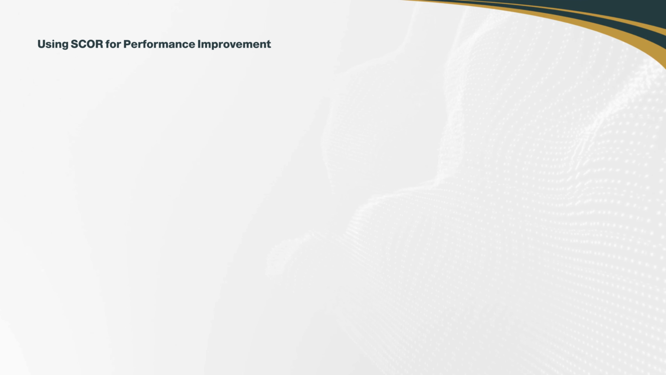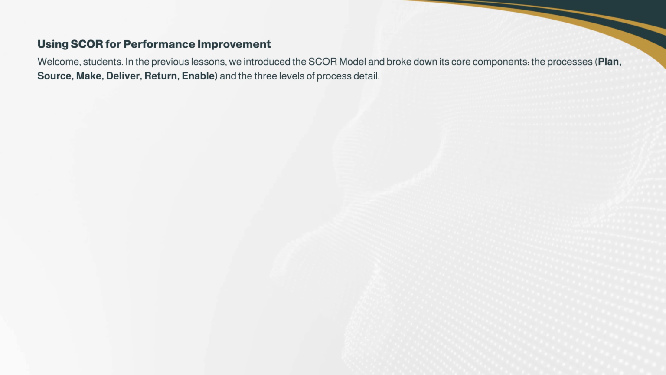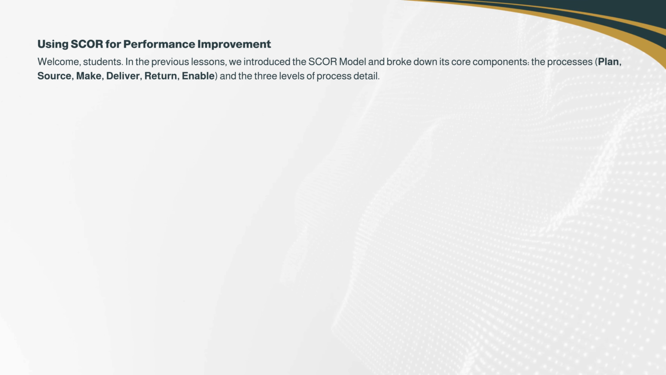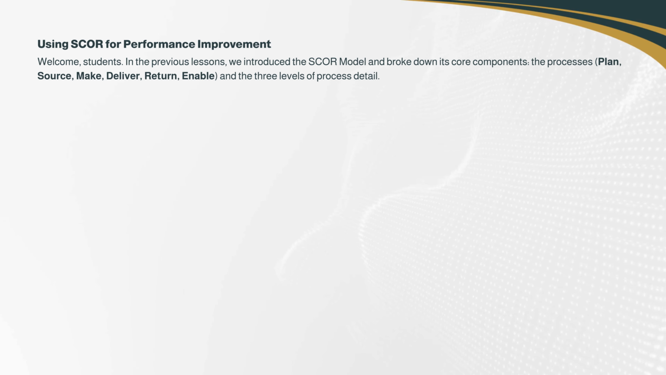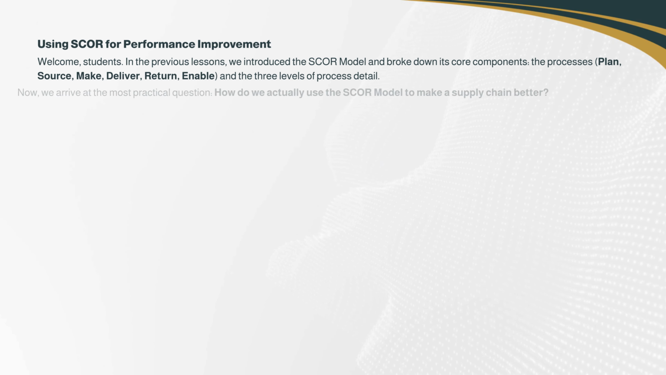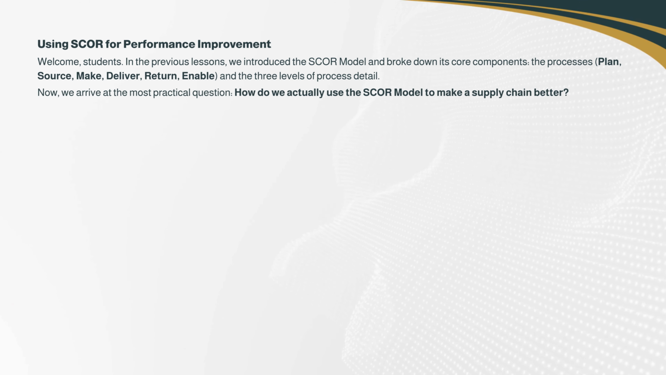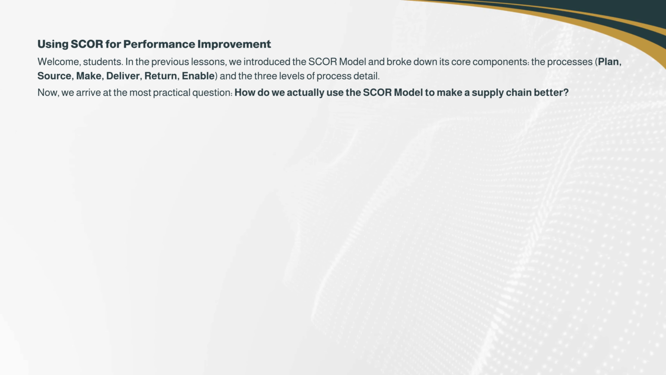Using SCOR for Performance Improvement. Welcome, students. In the previous lessons, we introduced the SCOR model and broke down its core components: the processes plan, source, make, deliver, return, enable, and the 3 levels of process detail. Now, we arrive at the most practical question. How do we actually use the SCOR model to make a supply chain better?